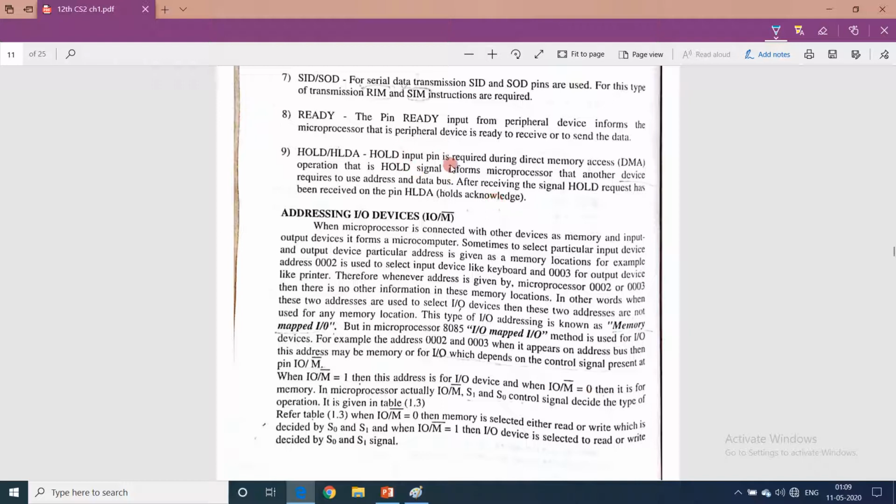Okay, so I hope now it's clear to you. Next, I want to clarify SID and SOD pin. SID means serial input data, SOD means serial output data. What this pin does is, any data coming to the microprocessor comes through the SID pin bit by bit, serially. And SOD means serial output data. If the microprocessor is processing the data and giving the output, it will show the output bit by bit serially.